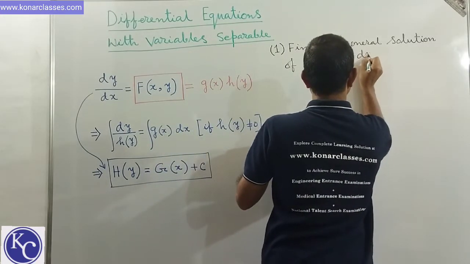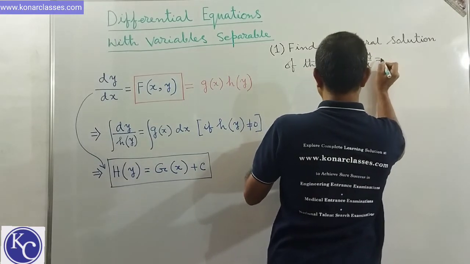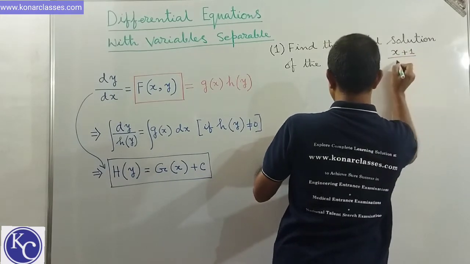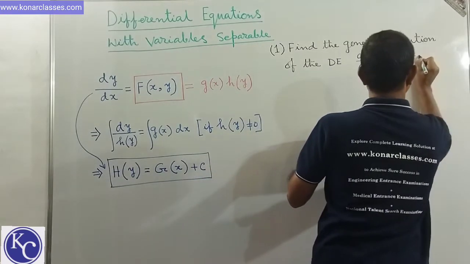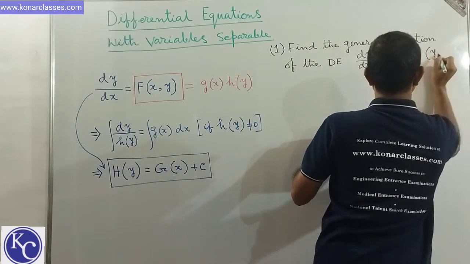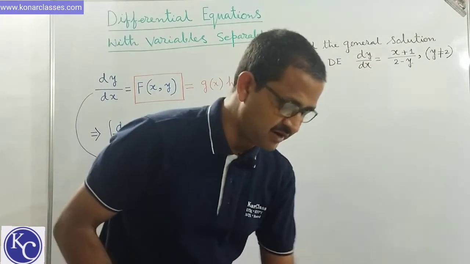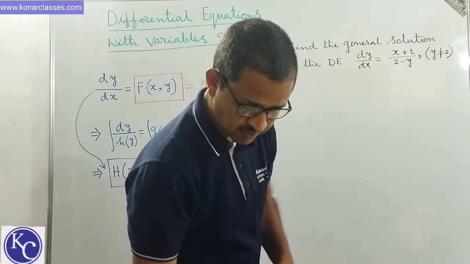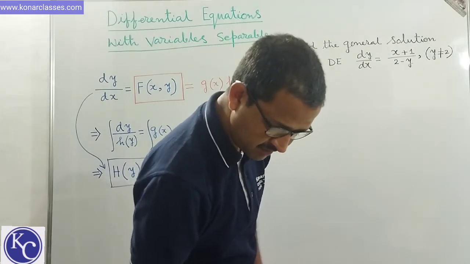dy/dx = (x + 1)/(2 - y), and it is given that y is not equal to 2. Obviously, then only the right hand side of this differential equation makes sense. Otherwise, it will be something divided by 0, which is undefined. Now let's see how to solve this particular question.